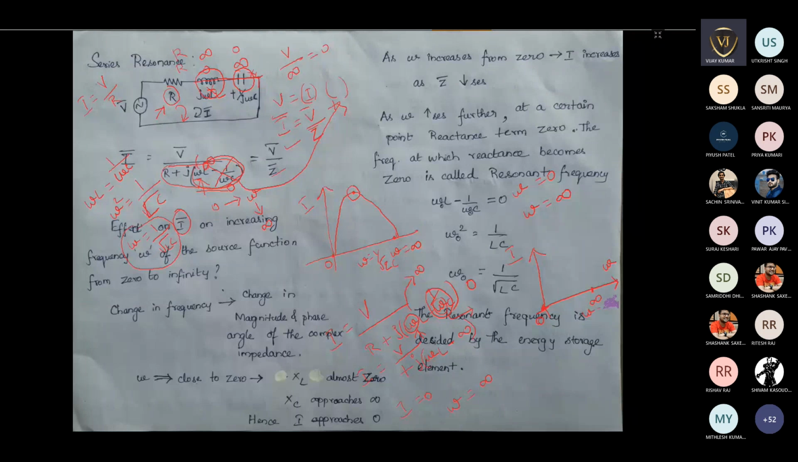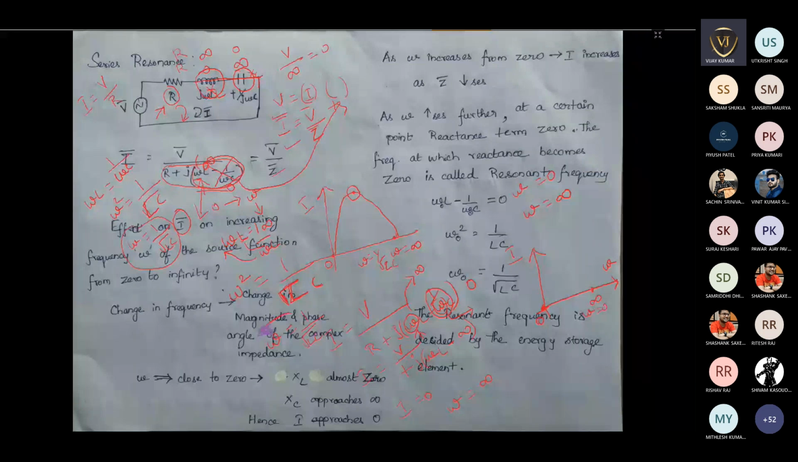Okay. So now there is one in-between point where omega L is equal to 1 by omega C. For this condition, I am rearranging this equation. I am taking this omega to this side and L to here. So I will be getting omega square is equal to 1 by LC. Then omega is equal to 1 by root of LC. So omega is equal to 1 by root LC.